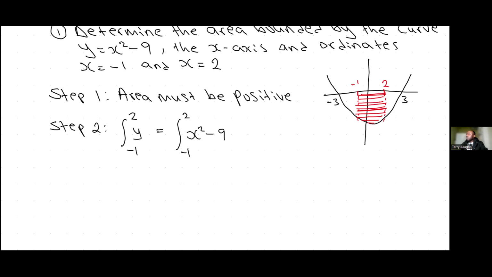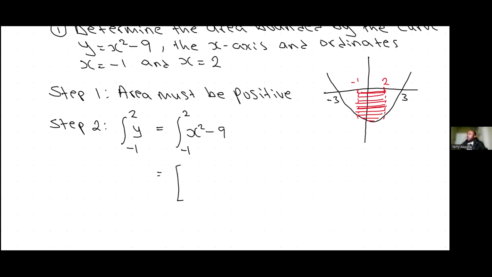So how do you integrate? If you've not reviewed my video on how to integrate, please do so before you proceed here. You add 1 to the power and divide by the new power. So it's going to be x, 1 plus 2 gives you 3, divided by 3, minus, when you integrate a constant, 9x. I have a video series on this. And then you're integrating between 2 and minus 1.